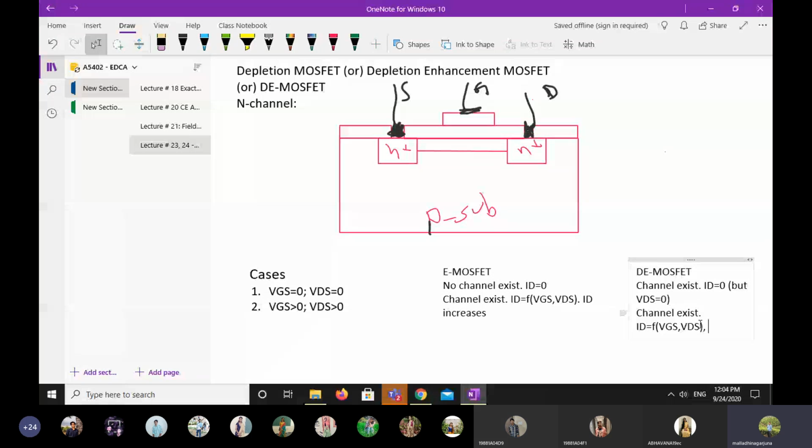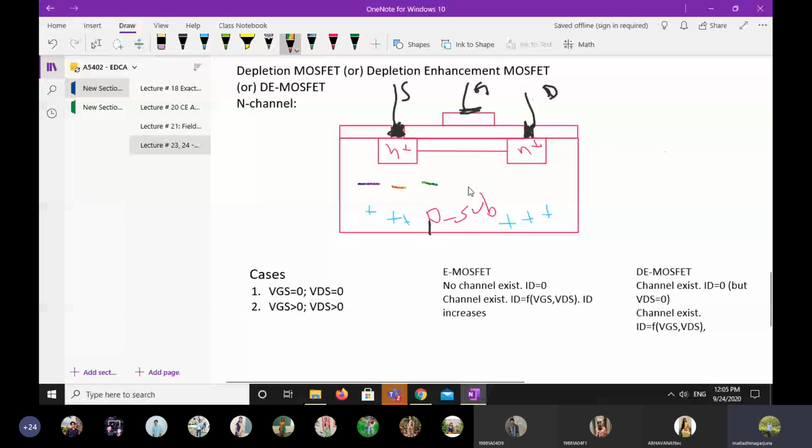Why doesn't it depend on VGS? So now the question arises here. It depends on VGS also. Why? Because now let us see. Suppose this is N, so now we are taking an N channel with a P substrate. What are the majority charge carriers here? The majority charge carriers are holes. What are the minority charge carriers? The minority charge carriers are electrons.